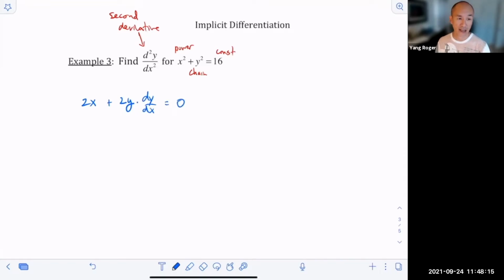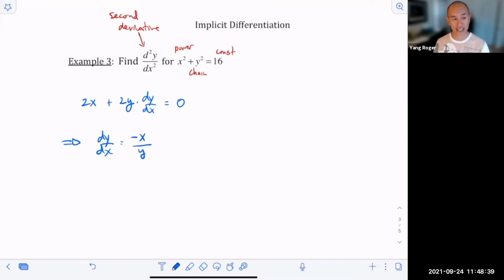Now I move everything else to the other side. At this point, I realized this was example 1. I could have just jumped to the first derivative. You're going to get negative x over y. That's the first derivative. We did this in example 1.